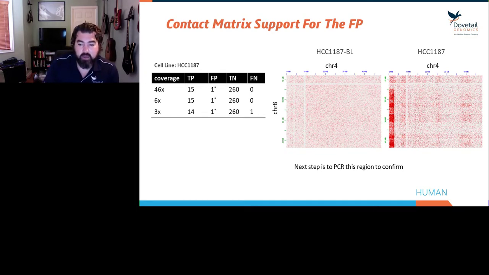But when we look at the HCC 1187 line on the right, we see this really bright spot that pops out at us that indicates that the very start of chromosome 4 is interacting with a region of chromosome 8 between about 15 megabases to about 45 megabases along chromosome 8. So we do have very strong evidence here that this is a true structural variation that has yet to be characterized in the cell line. And our next steps here are to go in and PCR this out and just confirm that it is in fact a true signal.